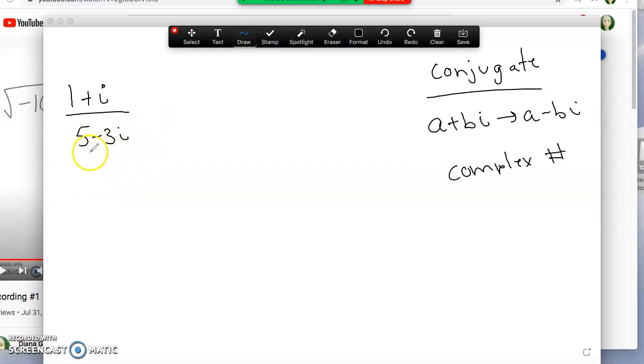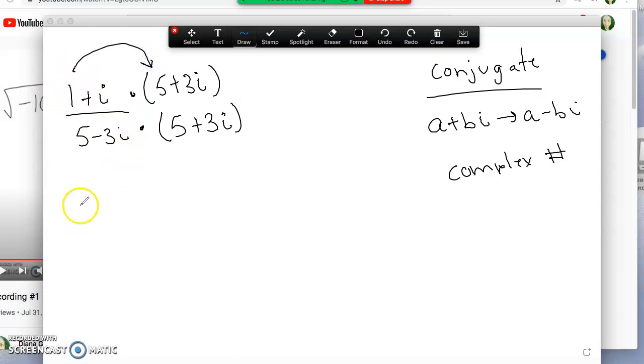Now in order for something to be fully simplified, remember I can't have i in the bottom. I can't have imaginary numbers in the bottom. So in order to get rid of this, I know I have to multiply it by the conjugate. The conjugate is basically the same thing, the only thing you're changing is the sign. I'm keeping everything the same, just changing the sign. So now I'm going to distribute, I'm going to multiply it out.